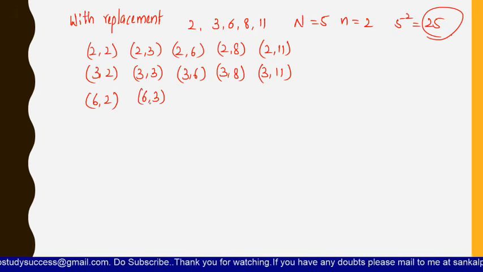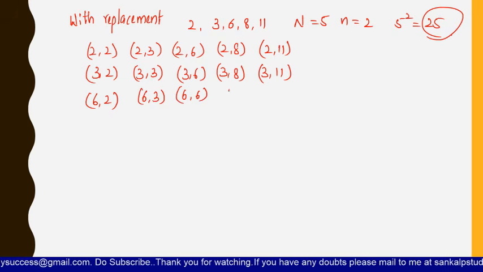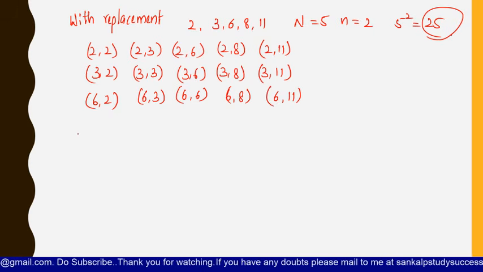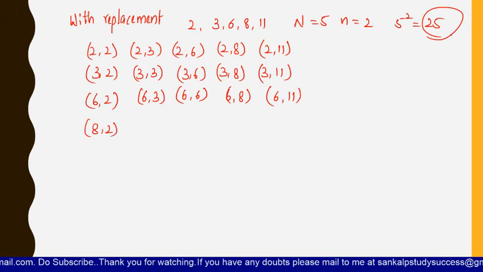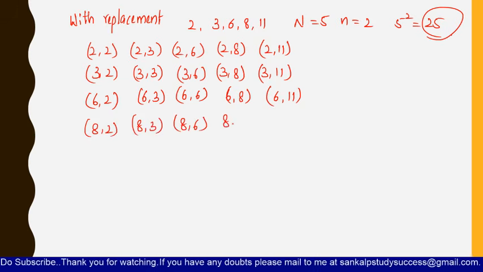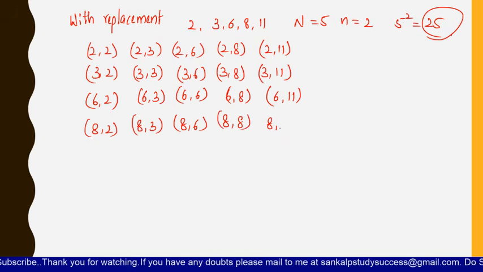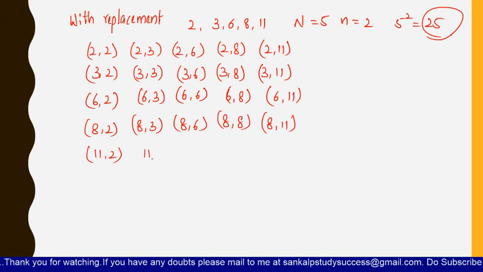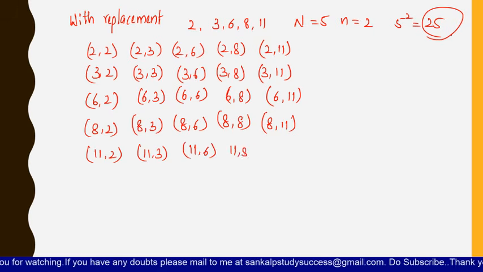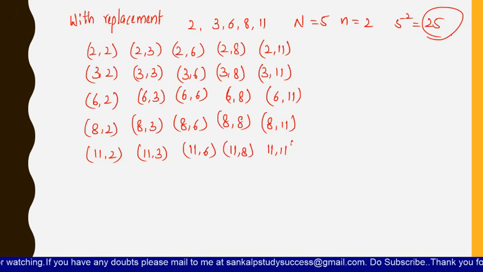This is with replacement. 6, 8 and 6, 11. And then with 8: 8, 2, 8, 3, 8, 6, 8, 8 and 8, 11. And here 11, 2, 11, 3, 11, 6, 11, 8 and 11, 11. So in this way we are going to write all the sampling distributions.